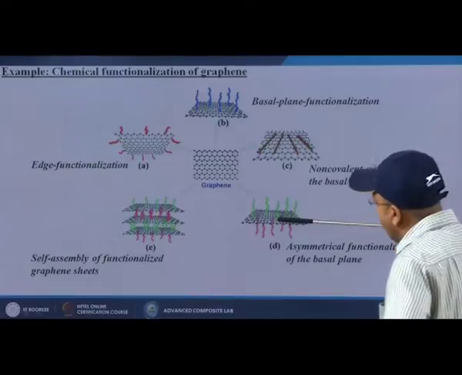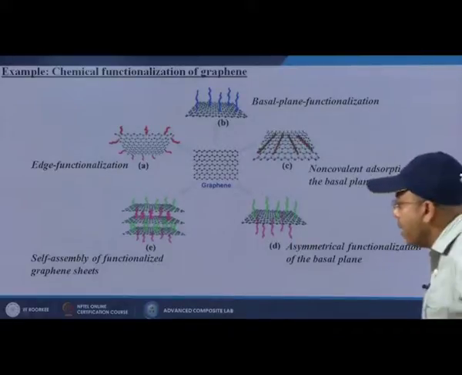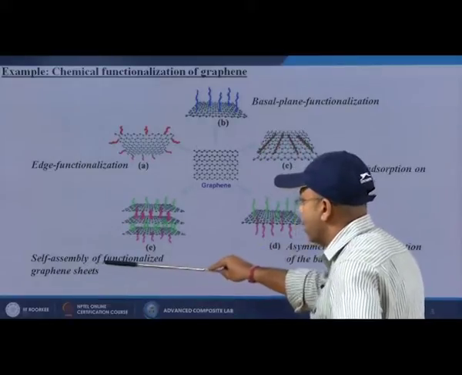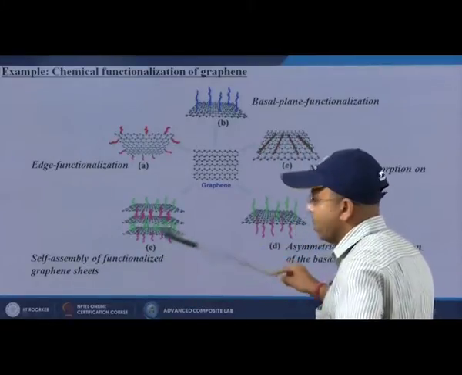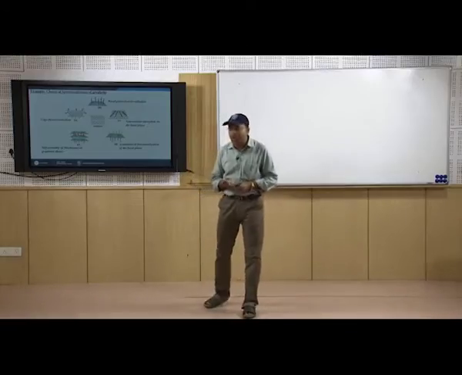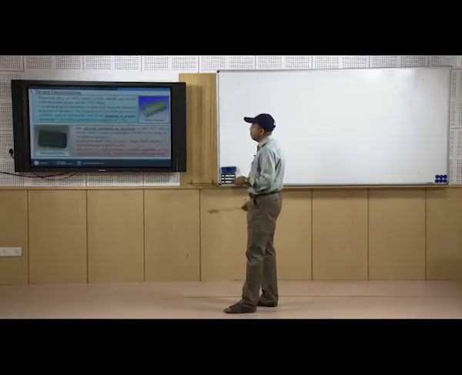So on one side the groups will be different, and on the other side other groups will be attached. Sometimes we can do bilayer functional modifications also, so it is called the self assembly of functionalized graphene sheets. So by these methods we can do the chemical modifications, or maybe the chemical functionalizations of graphene.